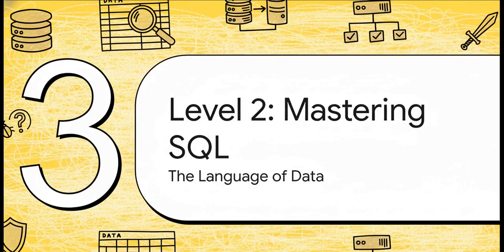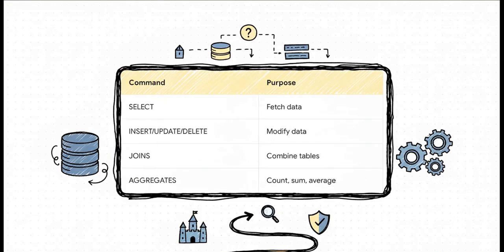All right, on to level 2. This is where things start getting really interesting. So we know what a database is, but how do we actually talk to it? Well, that's what this level is all about, mastering SQL. It's pretty much the universal language for data. This is where you'll learn the magic words, the core commands to get the database to do what you want.